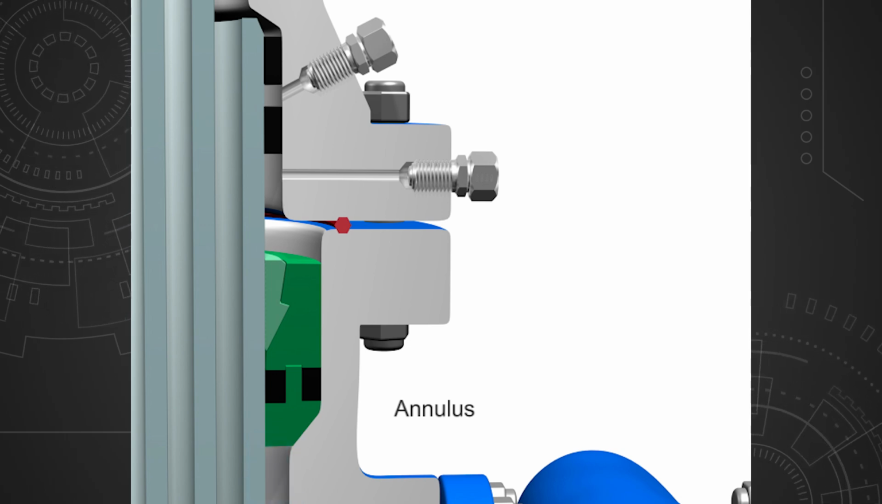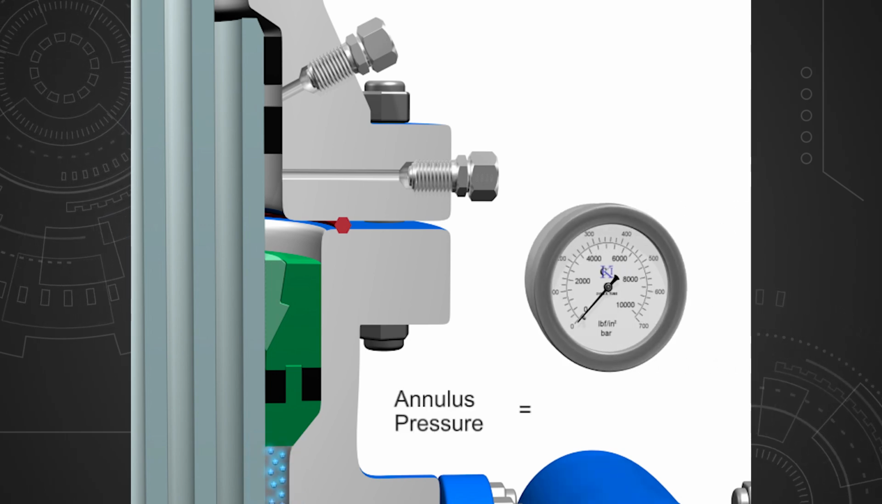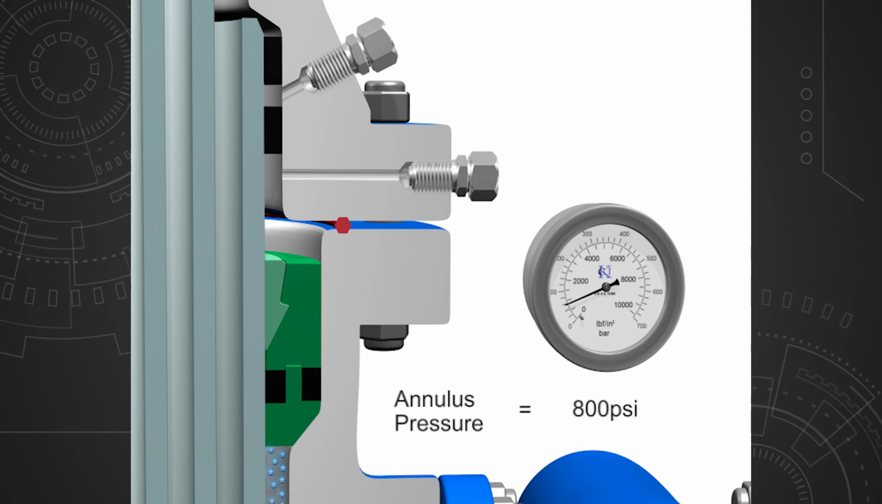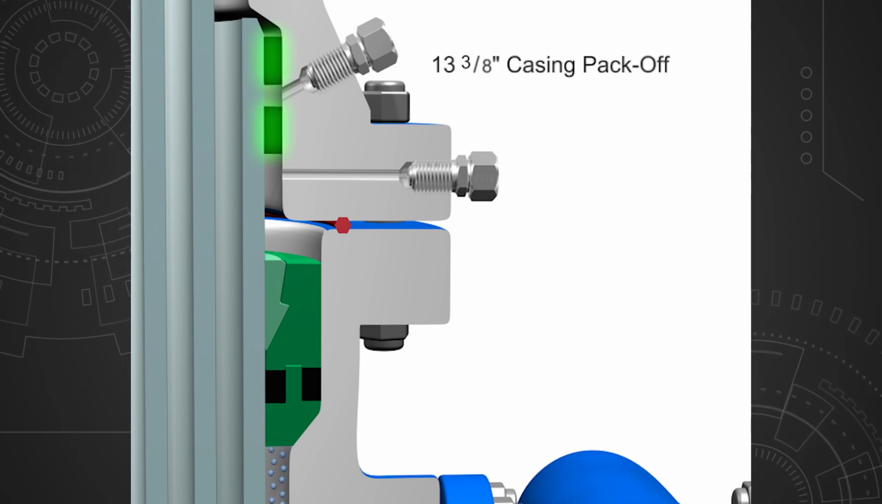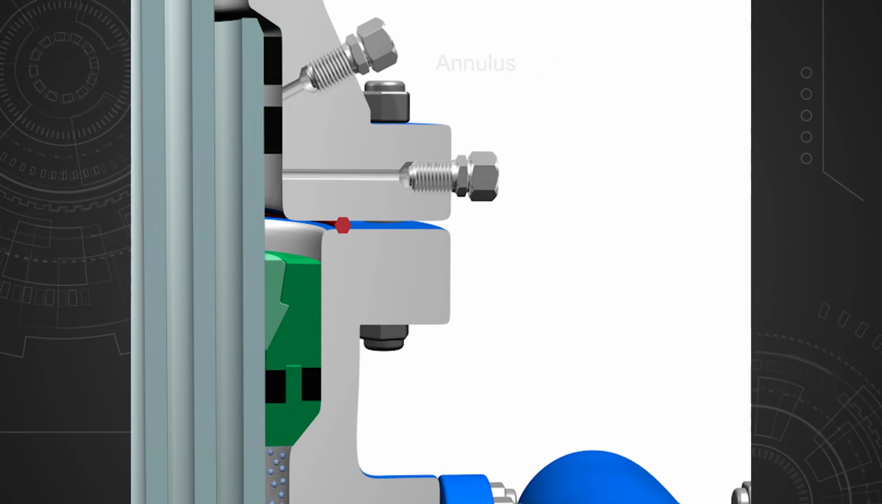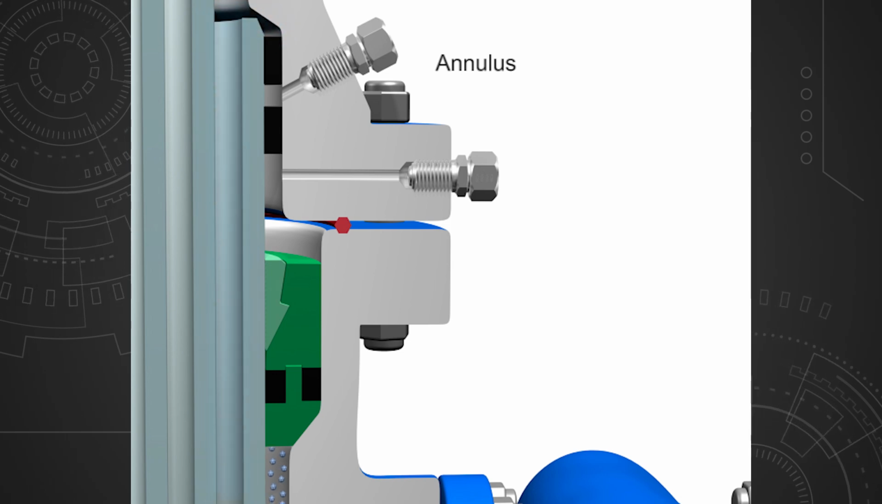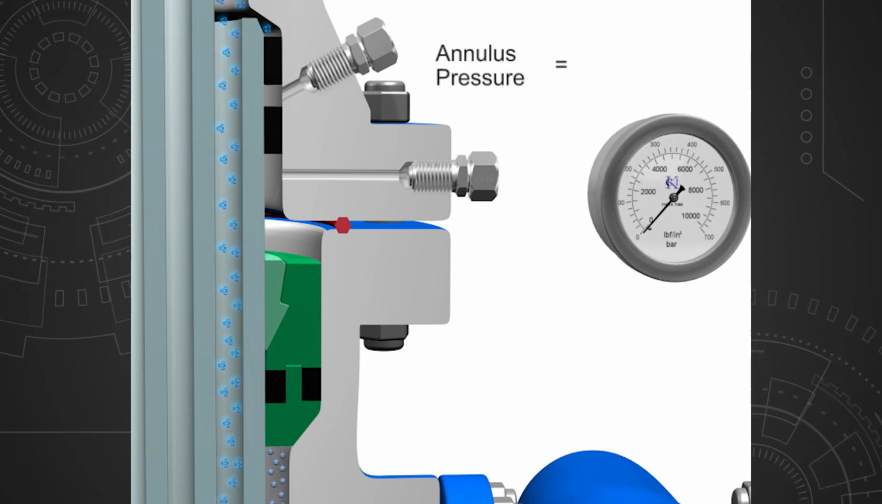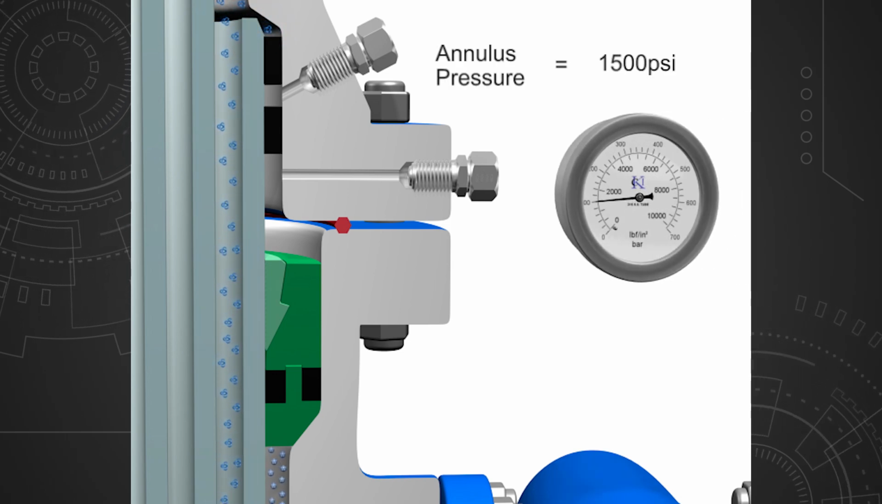Here we show the sea annulus pressure of 800 psi acting from below the casing hanger. There is a test port between the two neck seals. The B annulus has a pressure of 1500 psi.